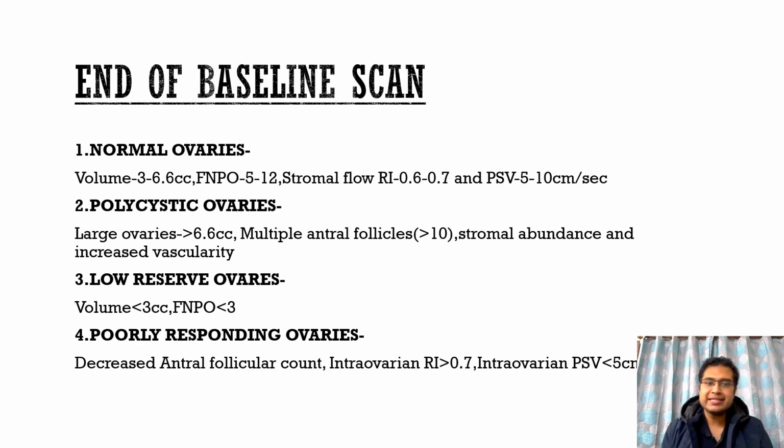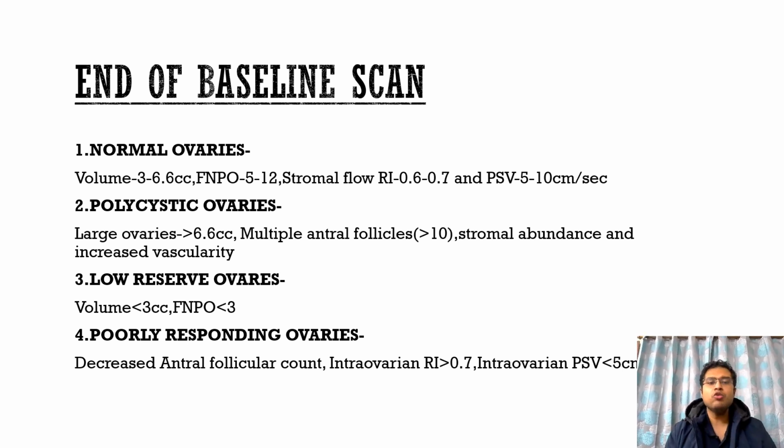So at the end of the baseline scan, the ovaries are labeled as one of the four: normal ovaries, polycystic ovaries, low reserve ovaries, or poorly responding ovaries. So normal ovaries are measuring around 3 to 6.6 cc in volume with FNPO, that is follicle number per ovary, that is the antral follicular count, of around 5 to 12 is normal. Here is the color Doppler use, that is the stromal flow RI of 0.6 to 0.7 and PSV of 5 to 10 centimeters per second is normal. So this is a parameter that we have to remember, that the stromal flow RI and PSV have to be in normal range to label it as normal ovaries.